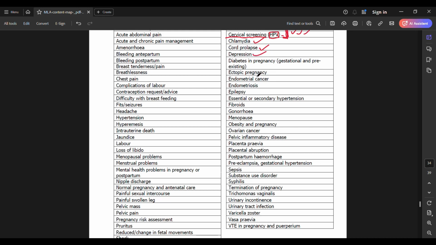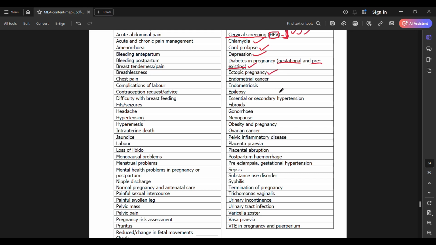Depression, postpartum blues, postpartum psychosis. Know this in that context. Next, you have diabetes in pregnancy. Know the difference between gestational and pre-existing diabetes and how to manage this, how to investigate this. This is also something that has shown up in the past.